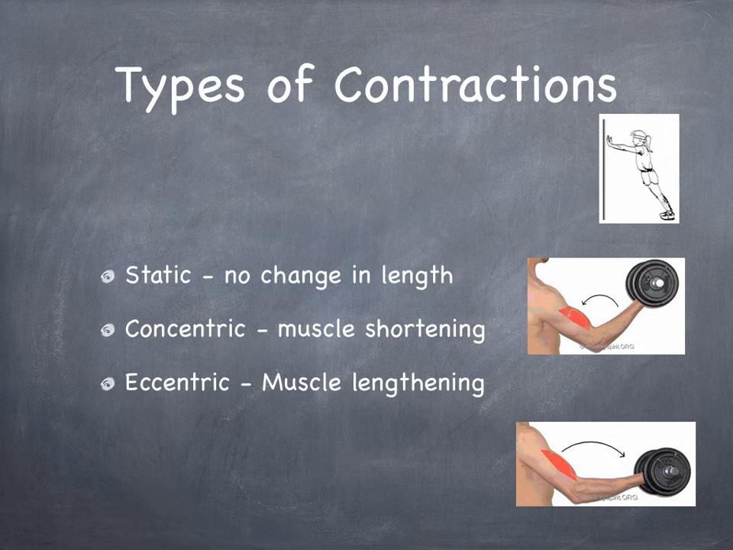Concentric muscle contraction is when the muscle shortens while going through the range of motion and doing work. As you can see in the middle picture, doing a bicep curl and lifting the weight up, the muscle is shortening while it is lifting. And eccentric contraction is when the muscle lengthens. So doing a reverse curl, the muscle is lengthening while it is lifting the weight.